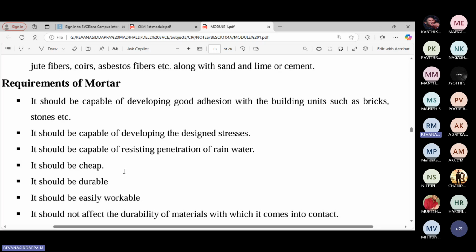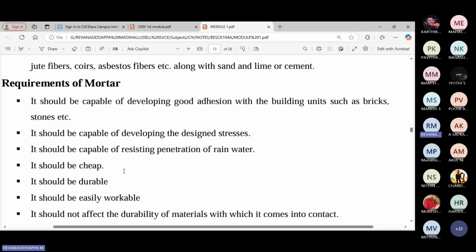It should create a good bond between the bricks. That is what the word durable means: ability to sustain for a long period of time. Ability to sustain for a long period of time is called durability. The durability of the cement mortar should be high.